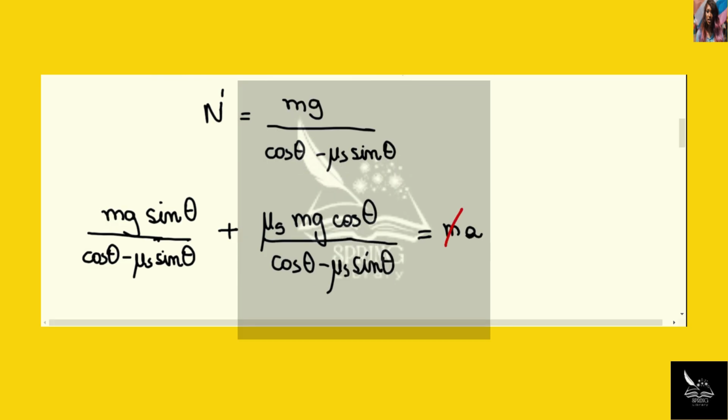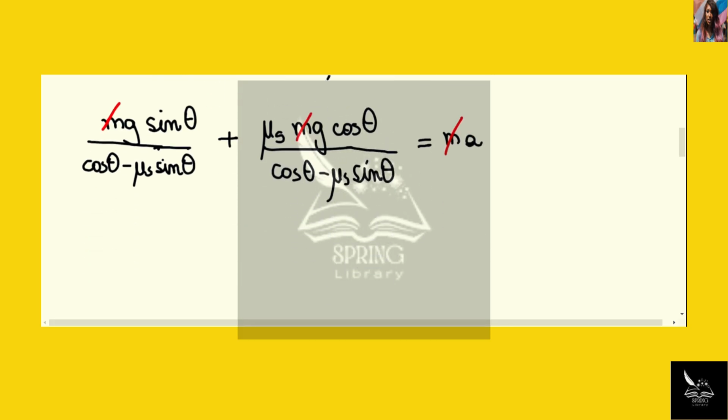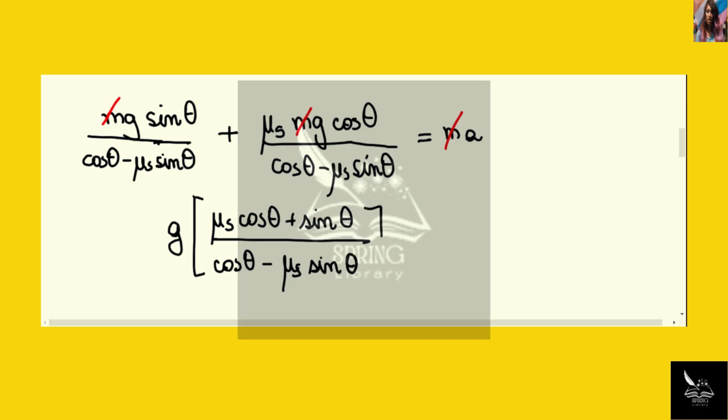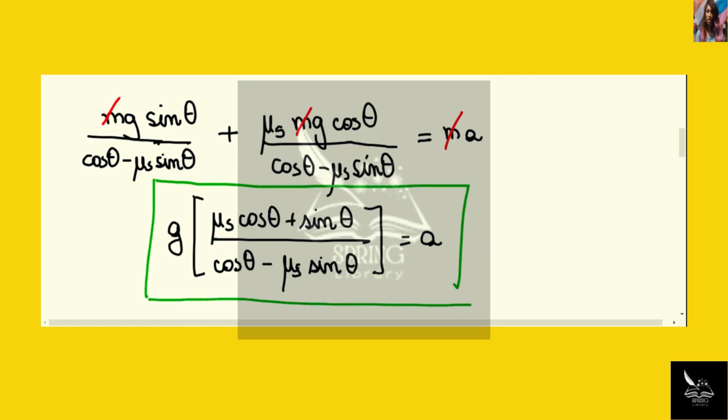Now notice that the mass cancels out, and we are left with g times mu s times cosine of theta plus sine of theta, divided by cosine of theta minus mu s sine of theta. And this is the acceleration, a. Now, since we're working with the maximum normal force n prime, we're also working with the maximum acceleration a.